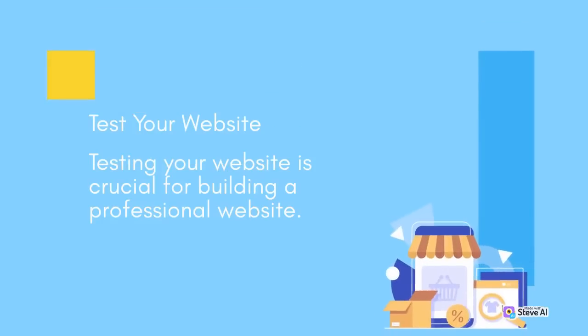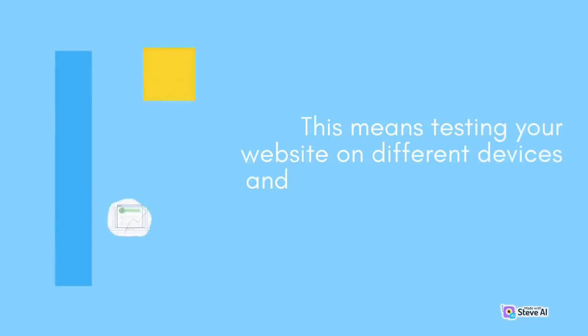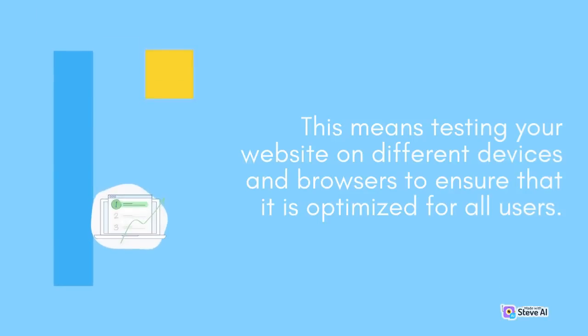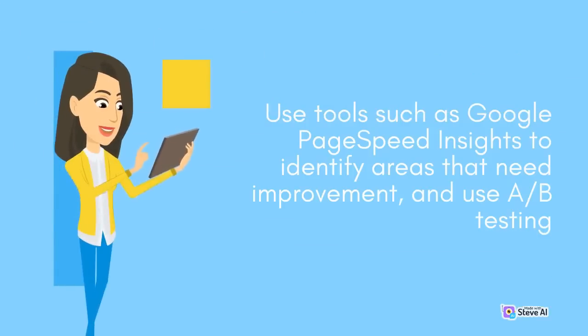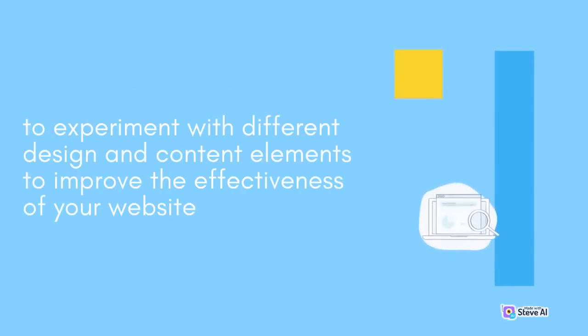Test your website. Testing your website is crucial for building a professional website. This means testing your website on different devices and browsers to ensure that it is optimized for all users. Use tools such as Google PageSpeed Insights to identify areas that need improvement, and use A/B testing to experiment with different design and content elements to improve the effectiveness of your website.